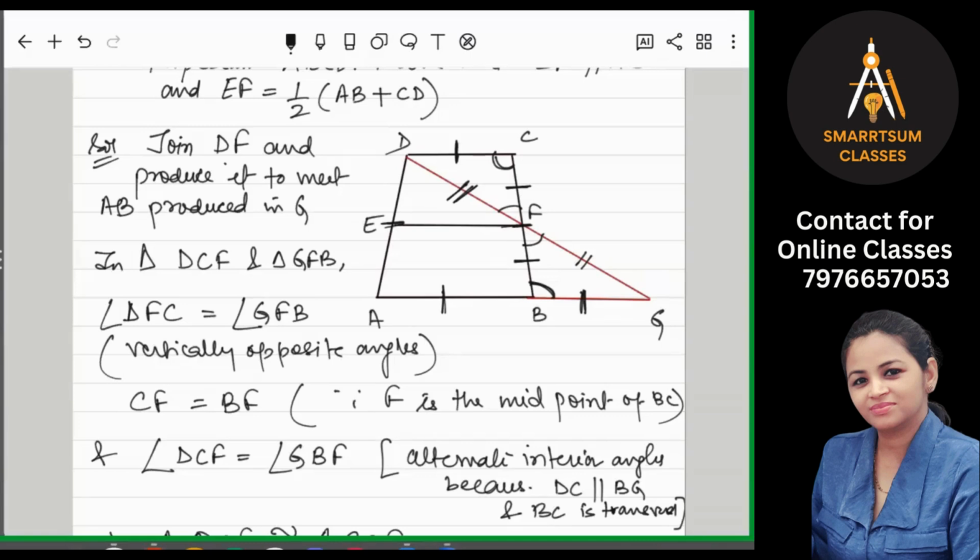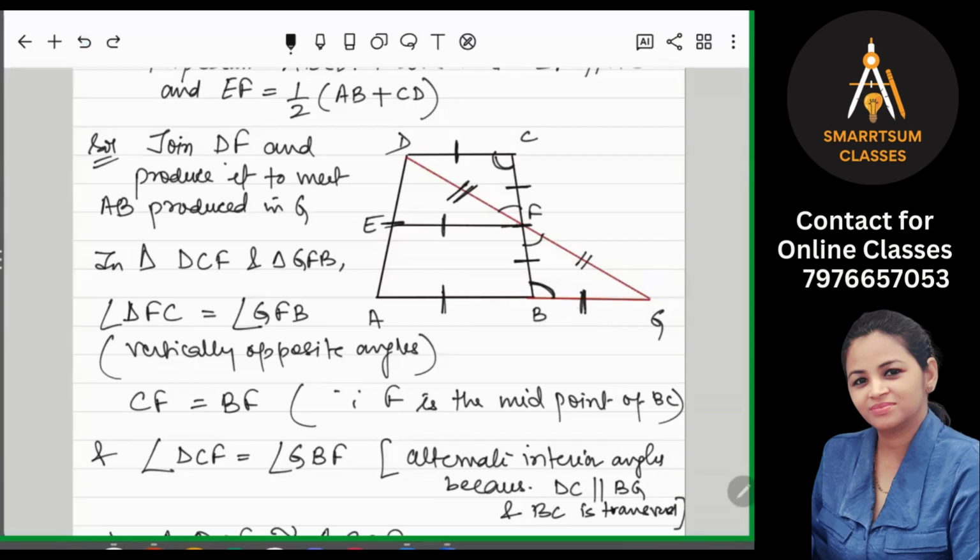Yes, ma'am. Now I am back. EF is parallel to AG. Yes or no? EF is parallel to AG because EF is parallel to AB, right? Why? Because F is the midpoint and E is the midpoint. So by midpoint theorem, EF will be parallel to AB as well as BG, and it will be equal to half of AB, half of AG. So by midpoint theorem, we can say that EF is parallel to AG as well as half of AG.